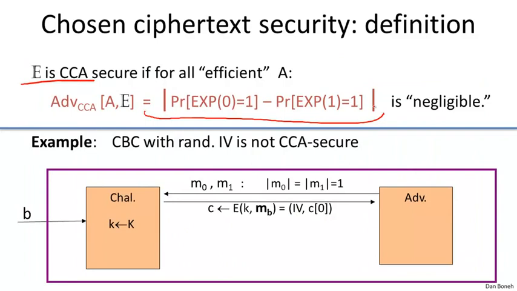So let's start with a simple example and show that in fact CBC with a random IV is not CCA secure, is not secure against chosen ciphertext attacks. Let's see why that's the case. What the adversary is going to start by doing is simply submit two distinct messages, M0 and M1, and let's just pretend that these messages are one block messages. And what he's going to get back is the CBC encryption of either M0 or M1. You notice the ciphertext only has one block because the plaintexts were only one block long.